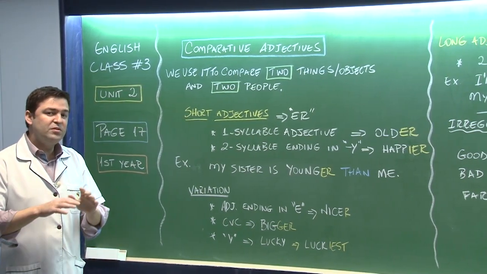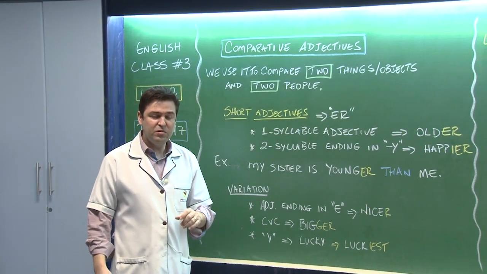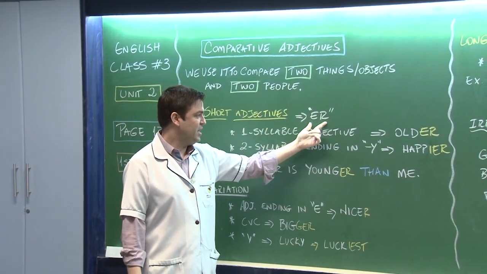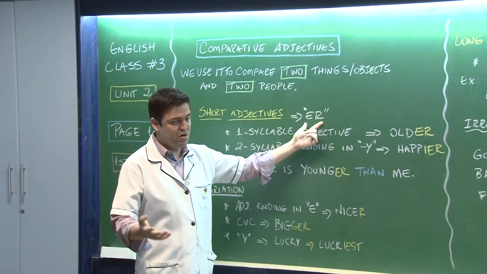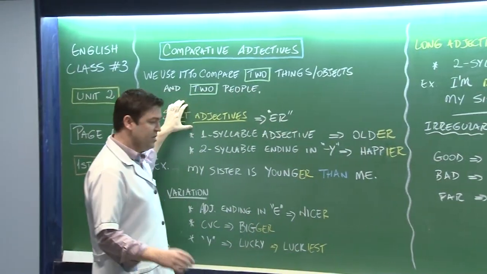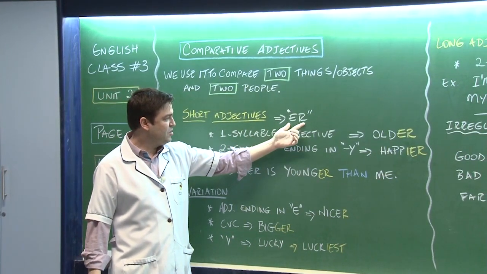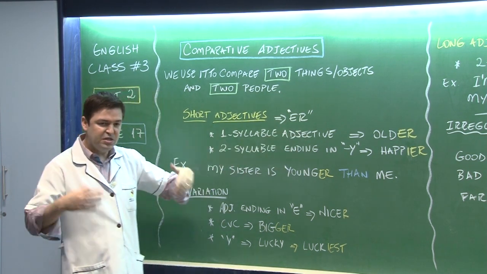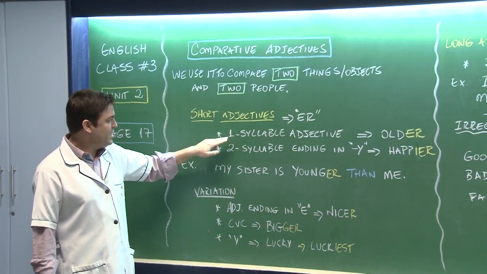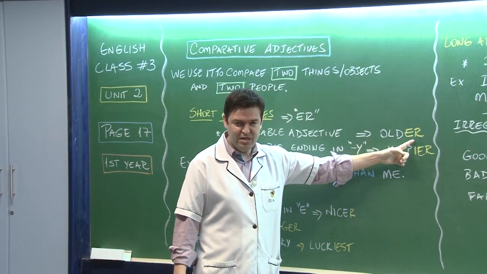Why do I need to have these two separated? Because depending on the size, the syllables, we have to use ER or the word more to represent more, okay? So for the short adjectives, the small ones, we need to use this to complement the adjective, to say that it is more about something, okay? So one syllable adjective, for example, old, we add ER.